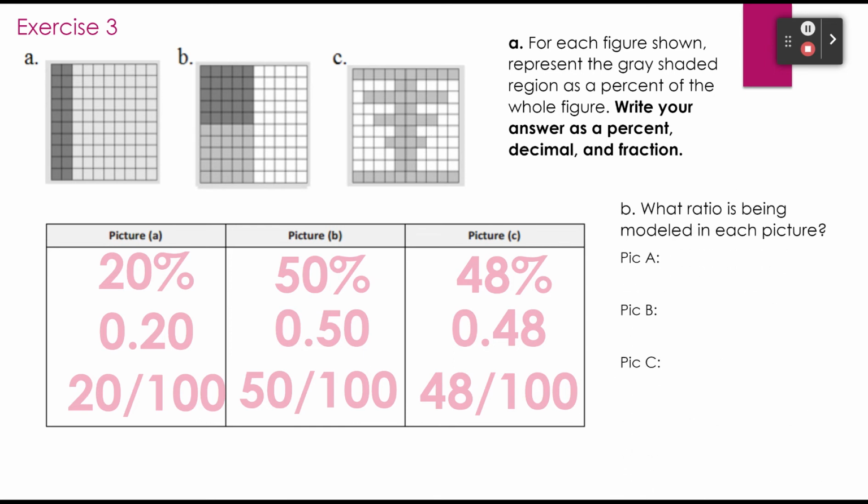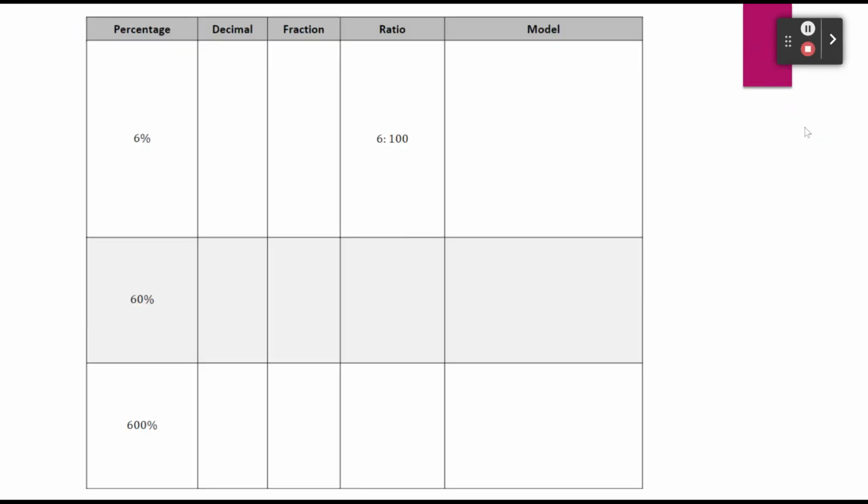If you take a look at the bottom of your paper, it says what ratio is being modeled in each picture. Picture A is 20 to 100. That's the ratio. Picture B is 50 to 100. And then you now know that picture C is 48 to 100. Okay, make sure you have all of that filled in before you move on to the next page.